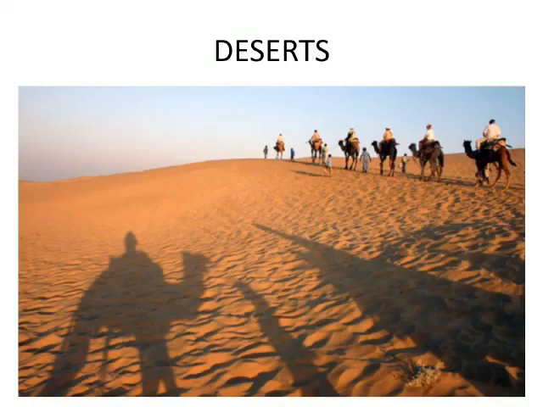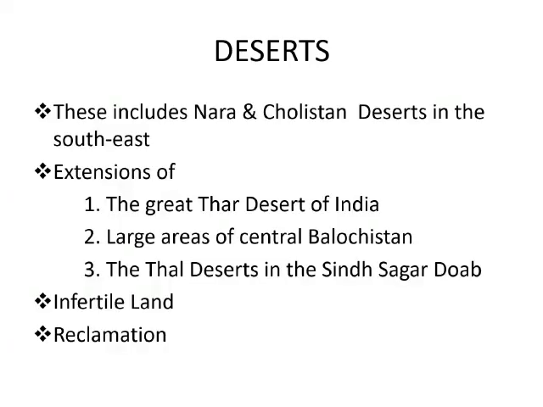Dear students, now we will talk about the deserts of Pakistan. These include the Nara and Cholistan Desert in the southeast, which are extensions of the Great Thar Desert of India, large areas of central Balochistan, and the Thal Desert in Sind Sagar Doab.